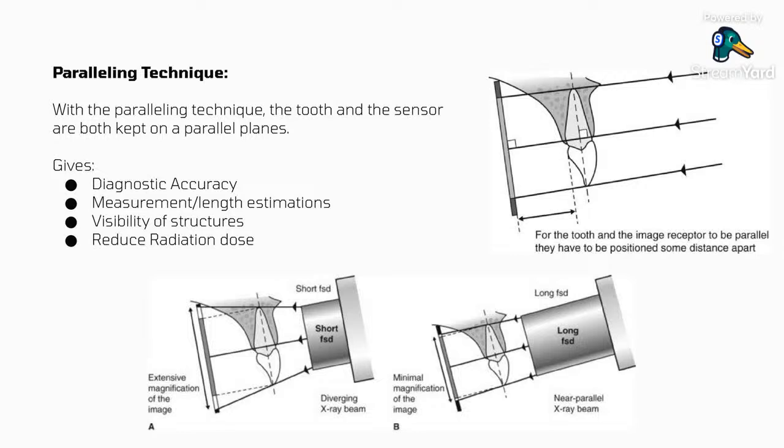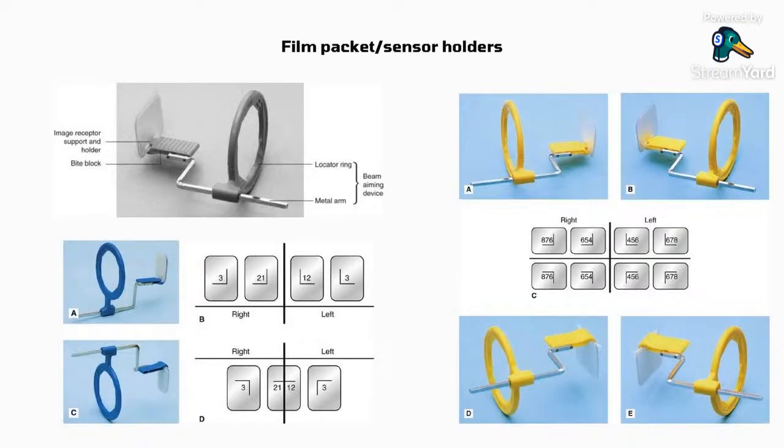All right, I hope that was clear. This is the paralleling technique. Best of all, you should always attempt this before you try anything else. Now, the paralleling technique may sound very idealistic, but doing it without anything is not humanly possible. So we have made something very helpful to us, which are known as cone indicators, or film packets, or sensor holders.